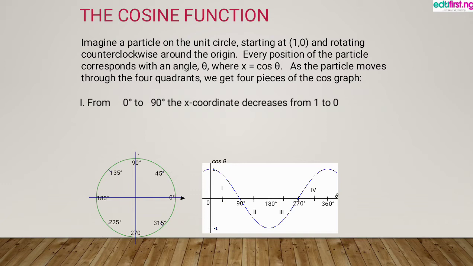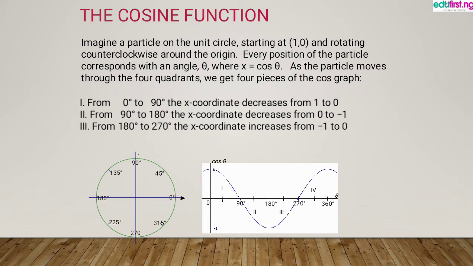Then from 0 degrees to 90 degrees, the x-coordinate, as for sine it was the y-coordinate, decreases from 1 to 0. From 90 degrees to 180, the x-coordinate decreases from 0 to minus 1. When it is from 180 to 270, it increases from minus 1 to 0. And when it is 270 degrees to 360 degrees, it increases from 0 to 1, just as illustrated with a graph below.